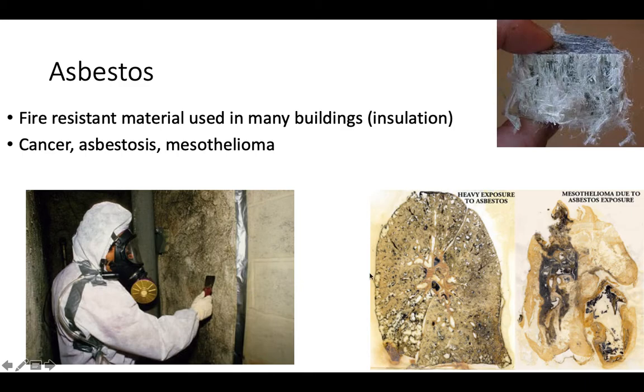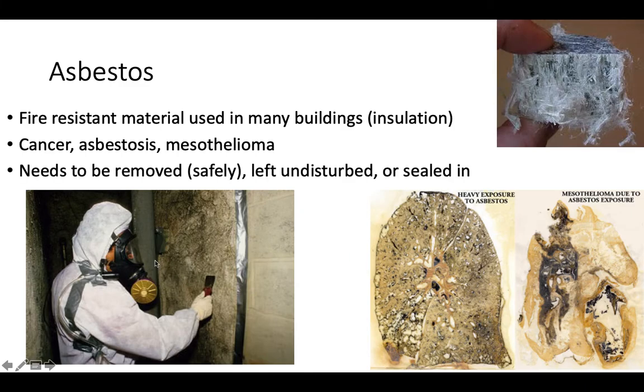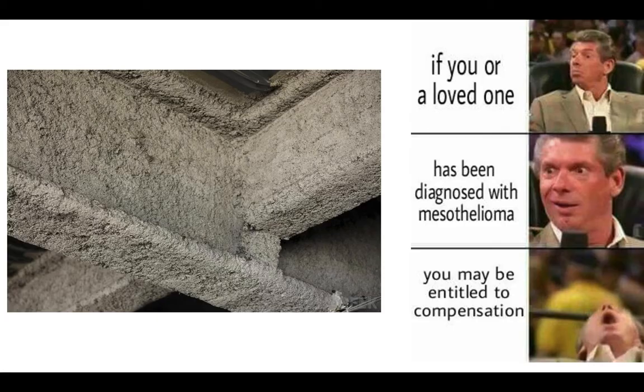Not good. So what do we do about it? We need to be removing it safely from our buildings, like this guy. He's all bundled up, so protecting his lungs. You can actually leave it undisturbed. I'll show you a picture of that in a second. And if you don't touch it or mess with it, it should be okay. Or you can seal it in an airtight seal with some sort of paste or something. Here's a picture of asbestos in the ceiling supports. If left undisturbed, it should be okay.